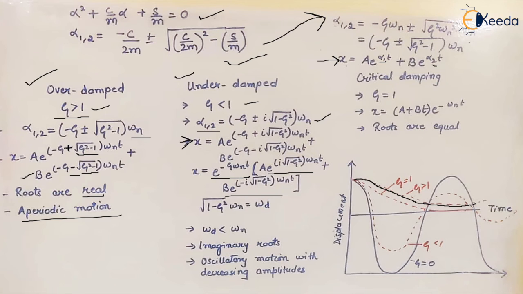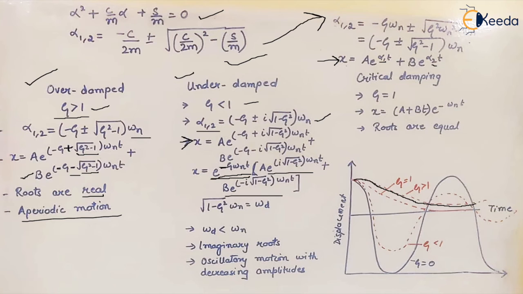So if we look at this equation, we'll see that there are two different factors. One is this factor, e raised to the power minus zeta omega n t. That means the amplitude of the motion is decreasing exponentially, right? Because this is a negative sign. So what is happening? The motion is an exponential decay system or a decreasing system.